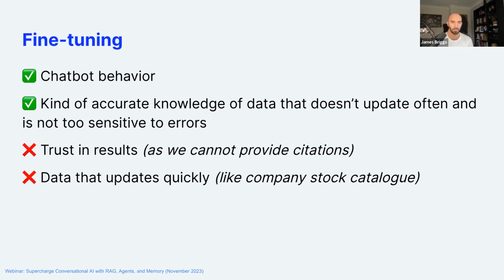And in some domains, you want to be very sure that you're being accurate, and fine-tuning alone doesn't necessarily give you that. That is because we have this X here, trust in results. The main problem is that we don't know where that information is coming from. An LLM is a black box, right? It's going to say things, generate text, and we don't necessarily know where that text is coming from. So that can be problematic. And as I said, data that updates quickly is problematic as well.